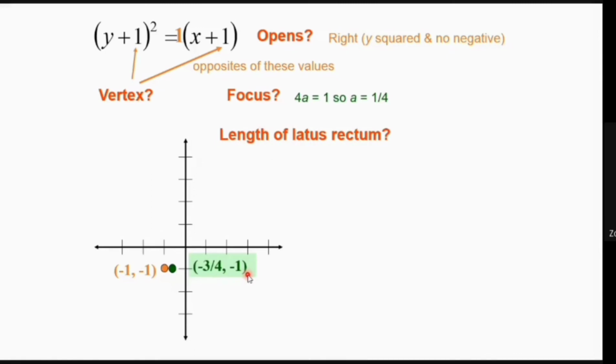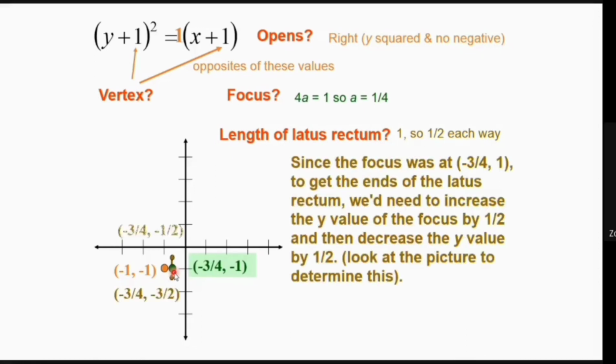How about the length of the latus rectum? The length of the latus rectum is 4A itself, and that is 1. So kung 1 yung length ng latus rectum, 1/2 going up, 1/2 going down. Kalahati ng 1 is 1/2. So 1/2 going up and 1/2 going down. Ayan po. So that's the end points of the latus rectum. At yung coordinates niya is at negative 3/4 and negative 1/2 dito. And this one is negative 3/4 and negative 3/2.